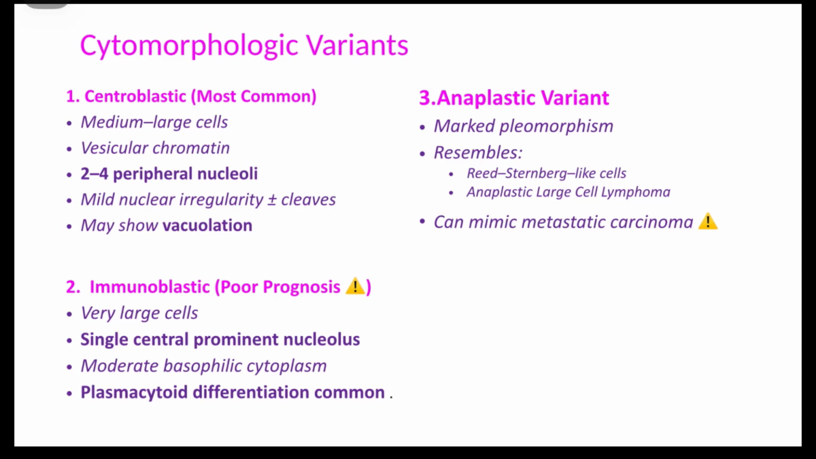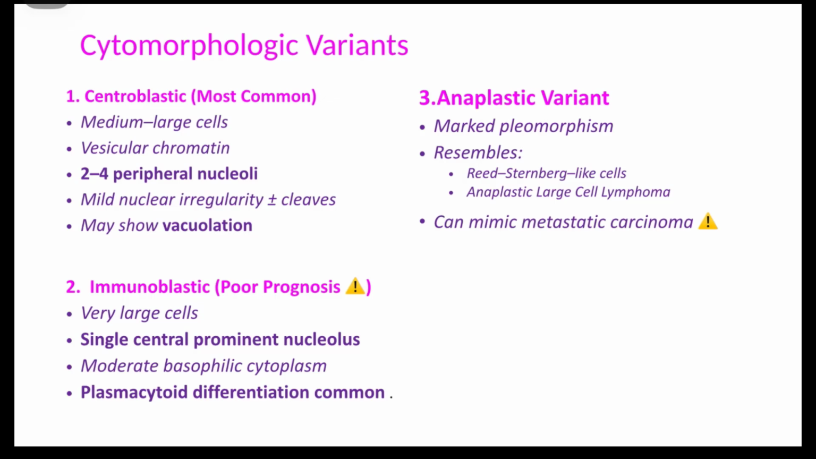So, there are three types of cytomorphological variants of DLBCL. First is centroblastic, which is most common, and here you will find medium to large cells having vesicular chromatin, 2 to 4 peripheral nucleoli and mild irregularity with presence or absence of cleaves, and it may show vacuolization.